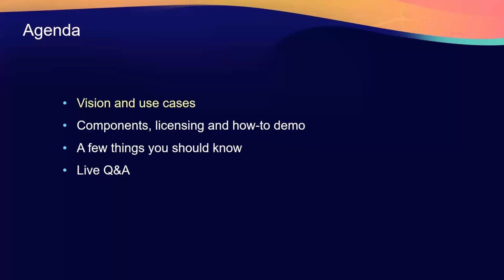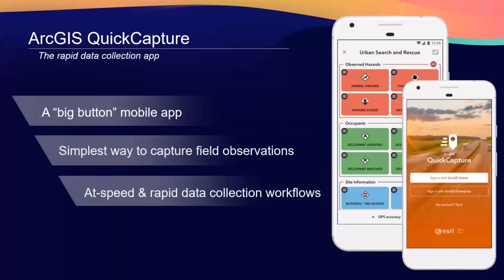Yeah, thank you, Jackie. Well, let's start with the vision and use cases here. ArcGIS QuickCapture is Esri's rapid data collection app. If you're not familiar with it, it's a big button mobile app. You can see a screenshot here on the side. QuickCapture offers really the simplest way to collect field observations, and it is specifically designed for rapid data collection workflows.